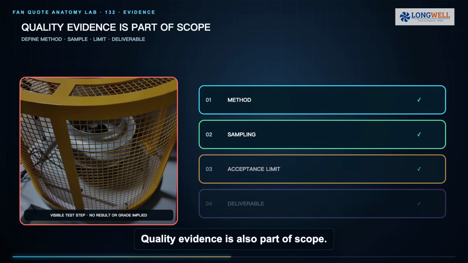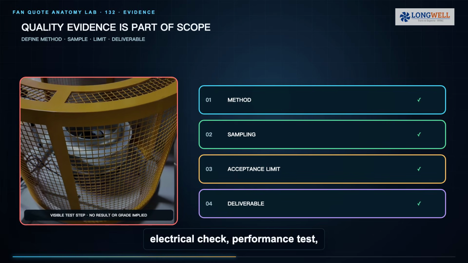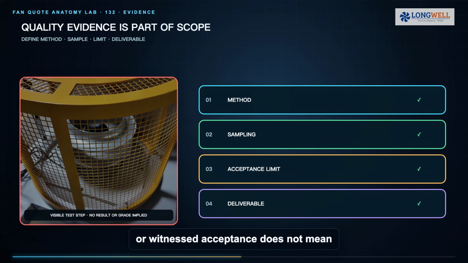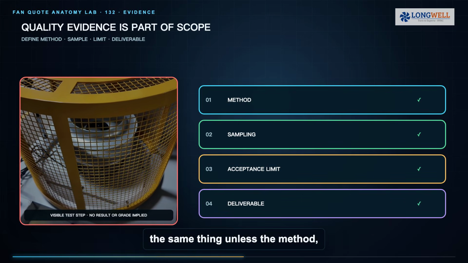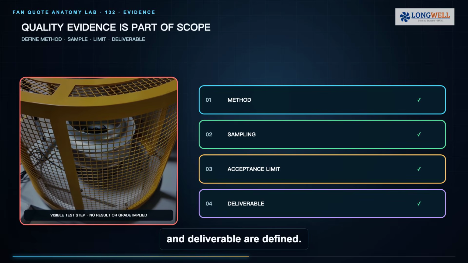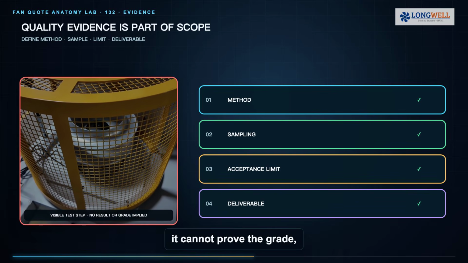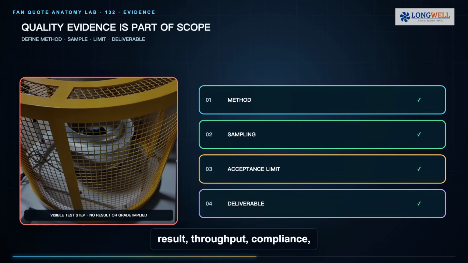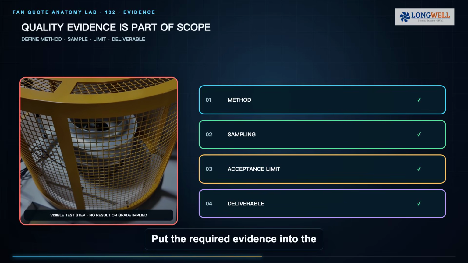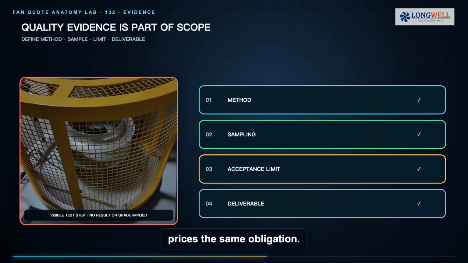Quality evidence is also part of scope. A balancing operation, electrical check, performance test, acoustic test, material record, inspection report, serial traceability, or witnessed acceptance does not mean the same thing unless the method, sampling, acceptance limits, and deliverable are defined. Footage can show that a process exists, it cannot prove the grade, result, throughput, compliance, or cost of a quoted order. Put the required evidence into the request for quotation so every supplier prices the same obligation.